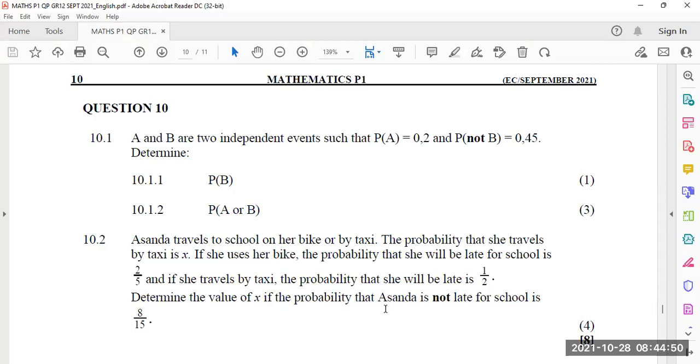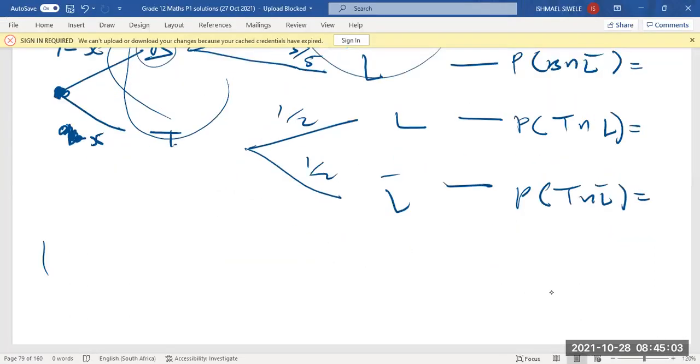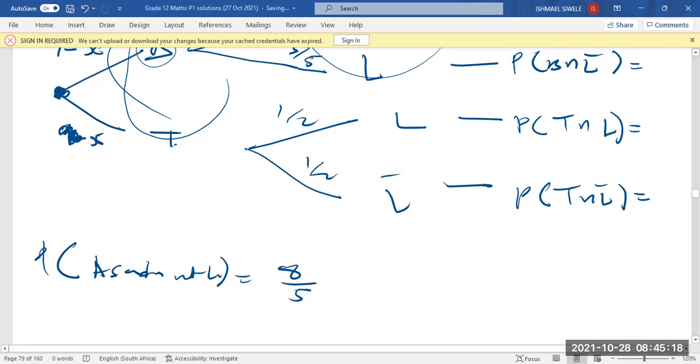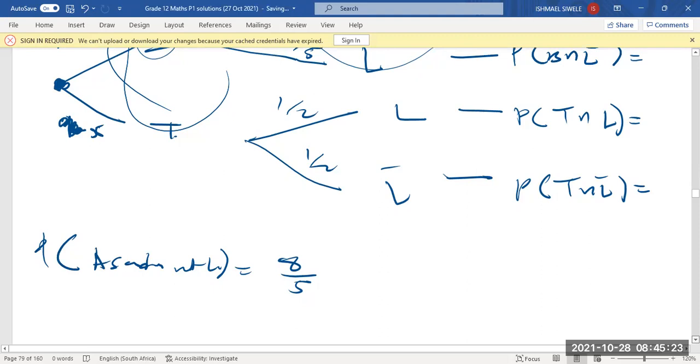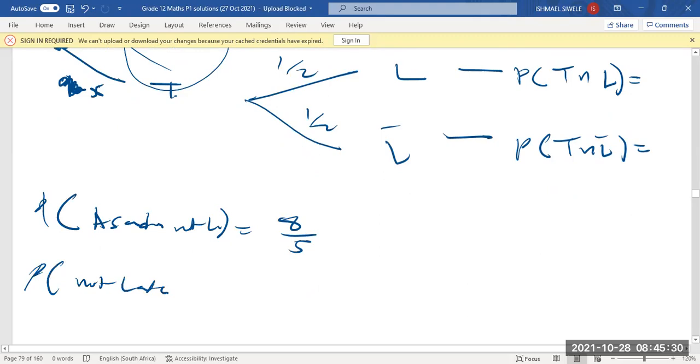Then they said, determine the value of X if the probability that Asanda is not late for school is 8/15. Okay? So they're telling us that the probability that Asanda is not late is 8/15. So what is the probability of Asanda not being late if we compute it from the tree diagram, okay? The probability of not being late. So let's compute it from the tree diagram.